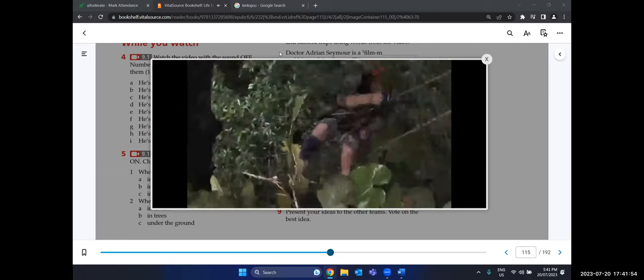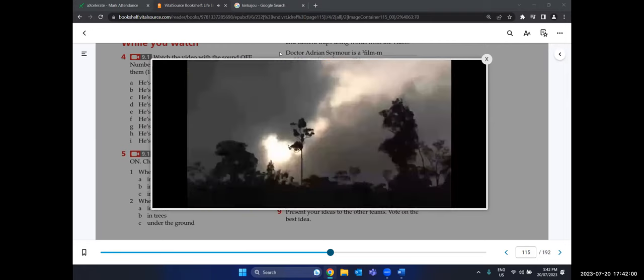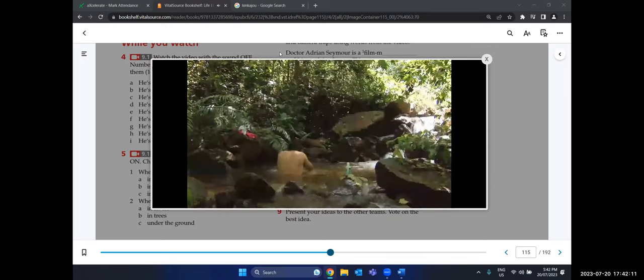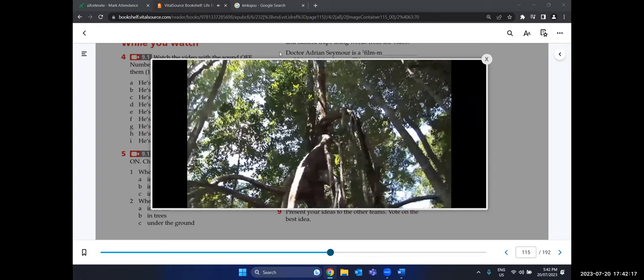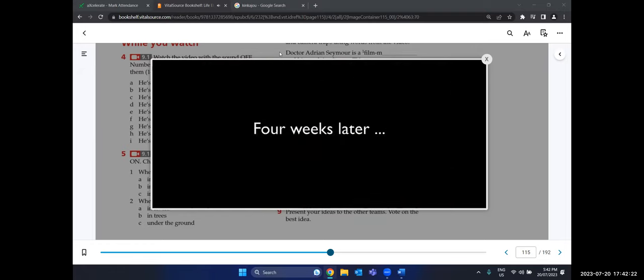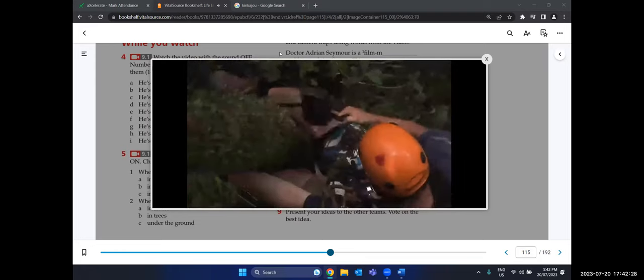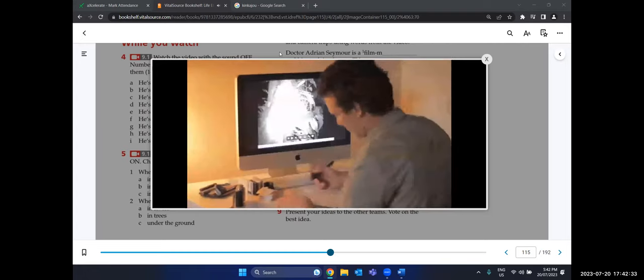He puts camera traps in the trees. When an animal moves, a camera films. Adrian and the team put six camera traps on different parts of the trees. Now Adrian has to wait. And wait. And wait. Wait. 4 weeks later, Adrian returns to the trees and collects his camera traps. He hopes they film some good pictures of the animals.